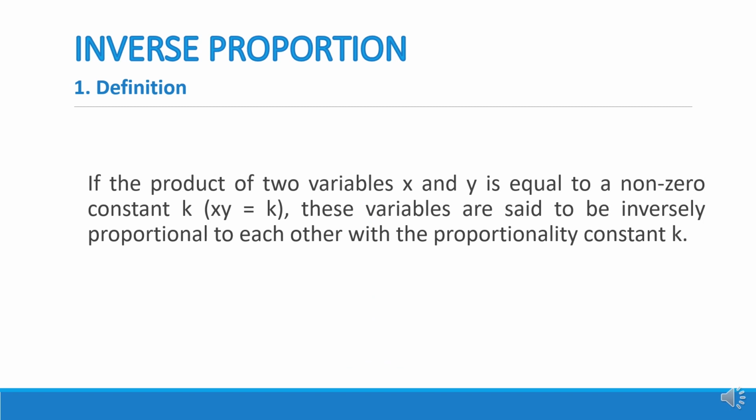If the product of two variables x and y is equal to a non-zero constant k, these variables are said to be inversely proportional to each other with proportionality constant k. Now, I would make a comparison of direct and inverse proportion.